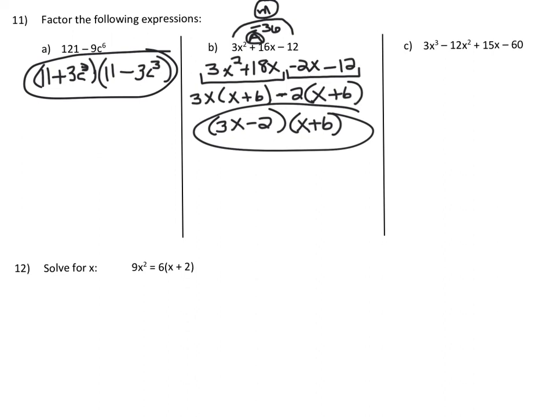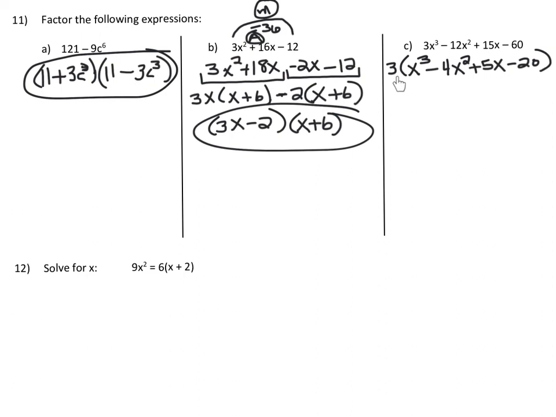Okay, now with letter C, a lot of you may be looking at this and be like, oh, we have 4 terms, let's just jump right into grouping. But remember, what's your first step in factoring? If you can, right, pull out a greatest common factor and look at these numbers. You can pull a 3 out of all 4 of those numbers. So let's start off by doing that. I'm going to pull out a 3, and that'll leave me with x cubed minus 4x squared plus 5x minus 20.